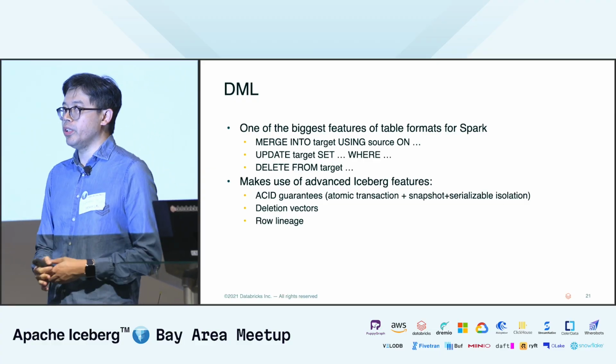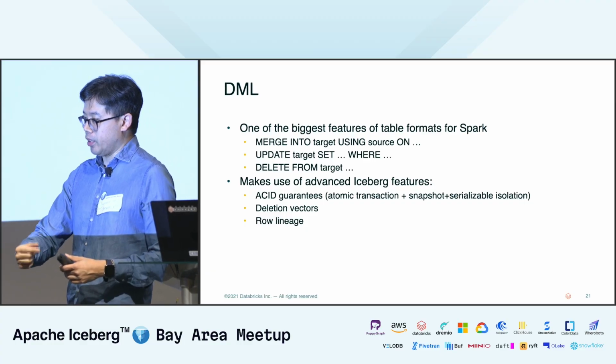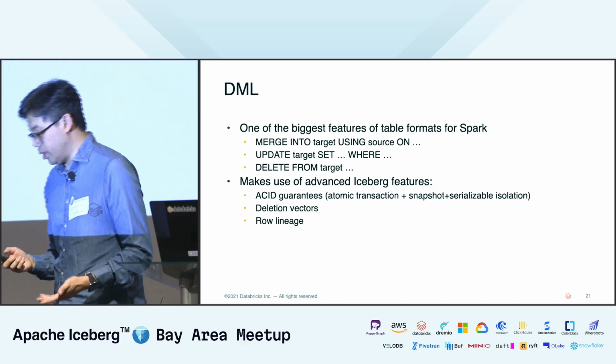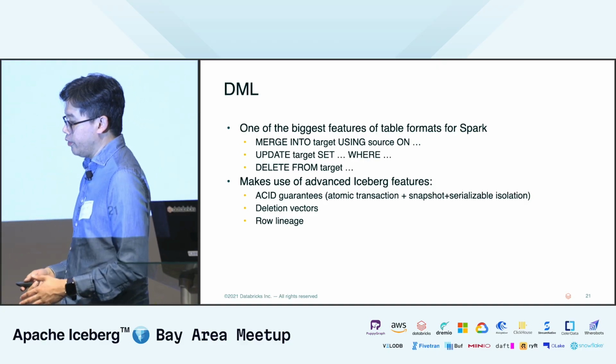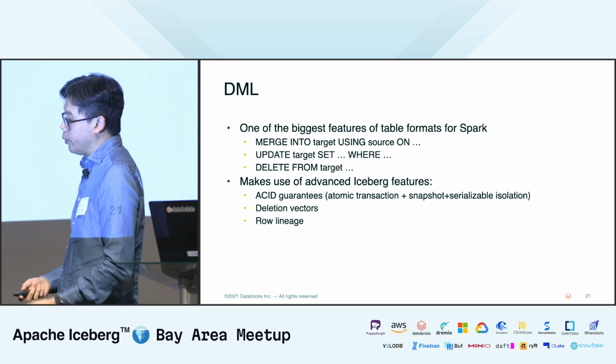And row lineage is a new cool feature that, if a row is updated, the row ID is kept the same. And that obviously only makes sense if you have an update statement. So this is a whole new set of things that we developed for DSV2 to the language.